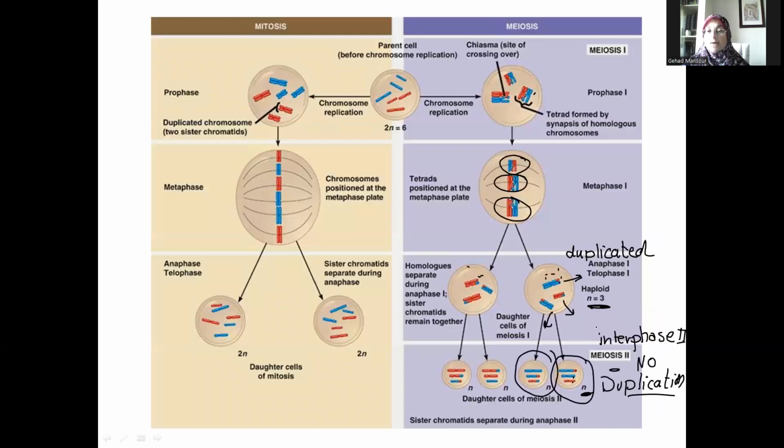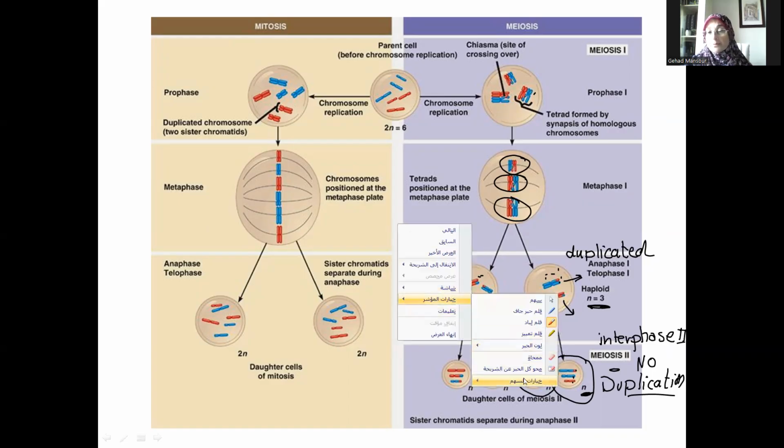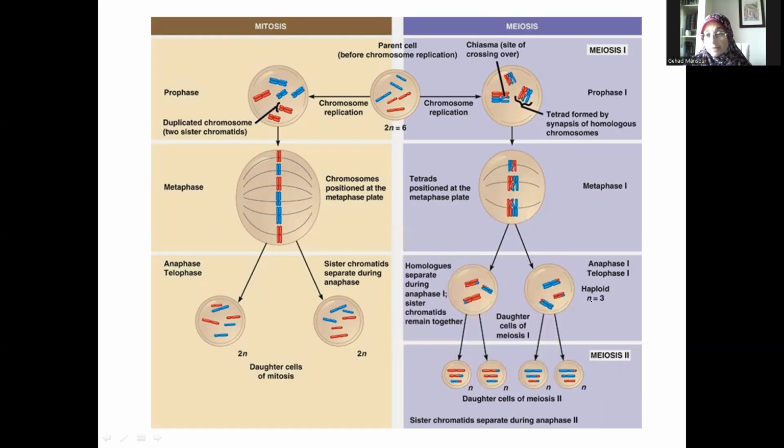Why do we say that it is similar to mitosis? First of all, it has the same phases, meaning that we have prophase 2, metaphase 2, anaphase 2, and then telophase 2. The second important thing is that we start with haploid cells and we end up with haploid cells, meaning that we preserve the chromosomal number, and this is one characteristic of mitosis.